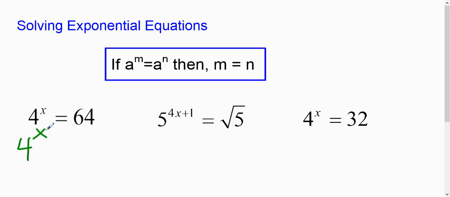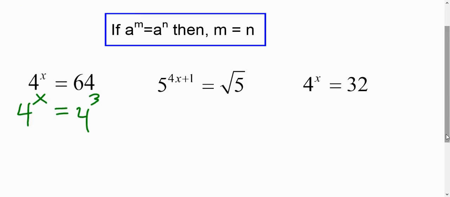So 64 is 4 to the third power. So since we have 4 to the x equals 4 to the third, that means that x has to equal 3. And that's it.